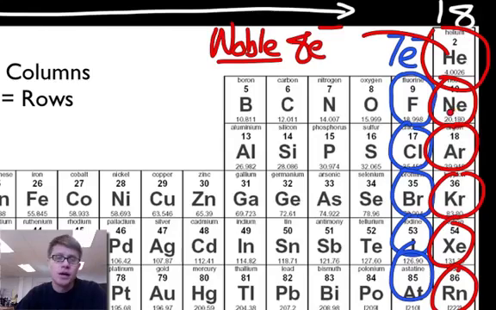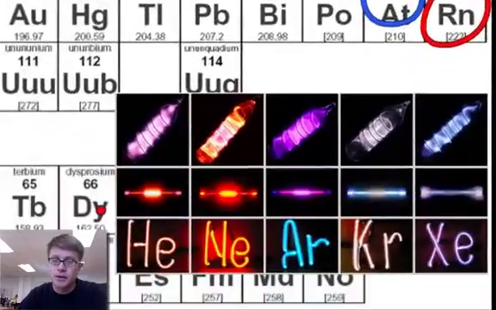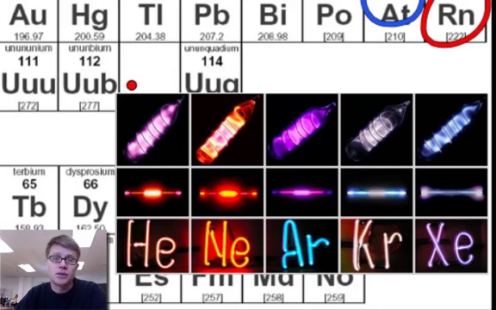Really stable. They've got complete outer energy levels, or valence shells, and so they're really, really happy, unlike their halogen neighbors, which are right next to them. Okay, cool thing about them, if you look down here at this picture, you put any of the noble gases in a tube, run electricity through it, they're going to fluoresce as electrons move to higher energy levels and then fall back down. So neon lights or lasers are all made up of these noble gases.